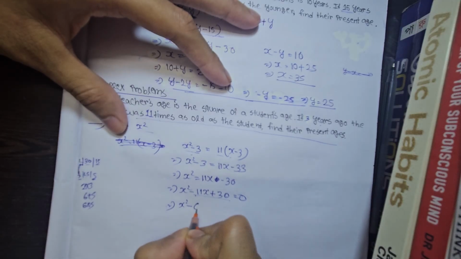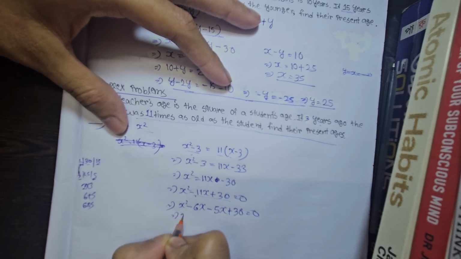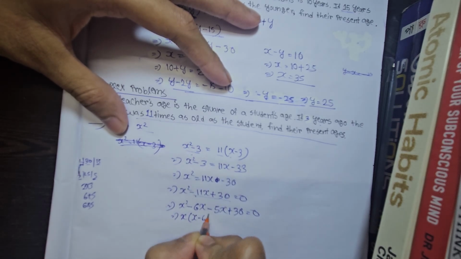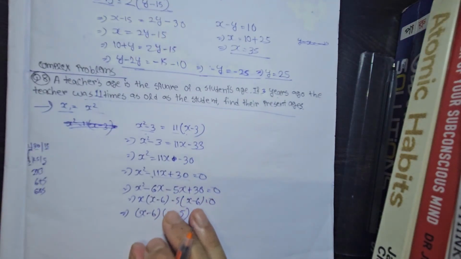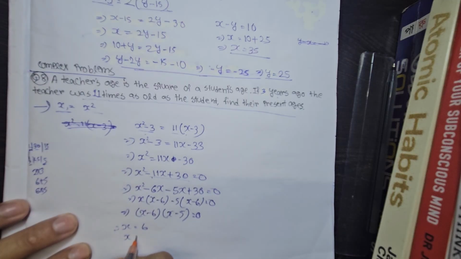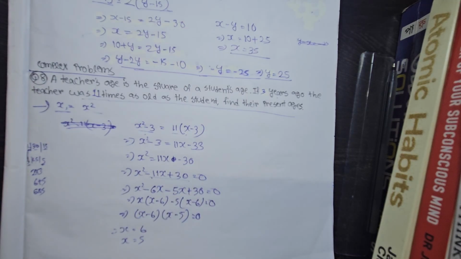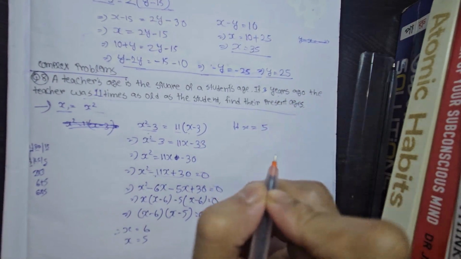So we can write x square minus 6x minus 5x plus 30 equals 0. We take x common: x times (x minus 6), minus 5 times (x minus 6), equals 0. So it comes to x minus 6 or x minus 5 equals 0. So the value of x would be 6 or 5. Everything is correct.